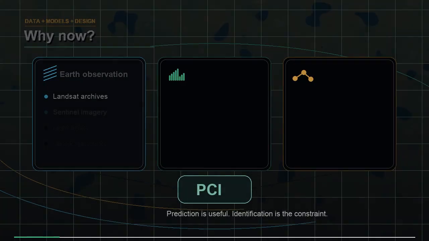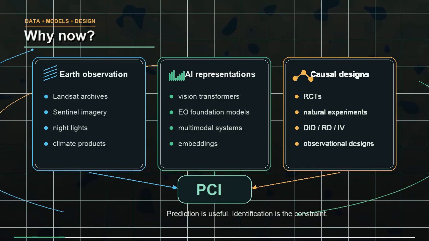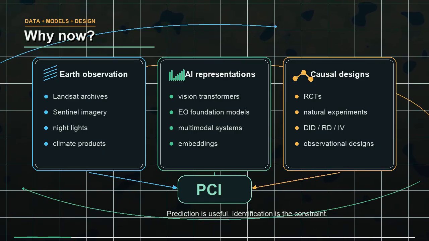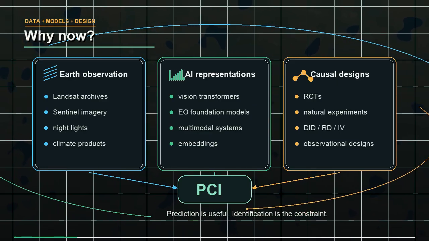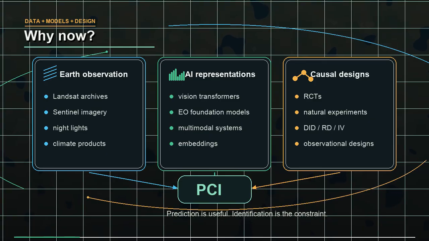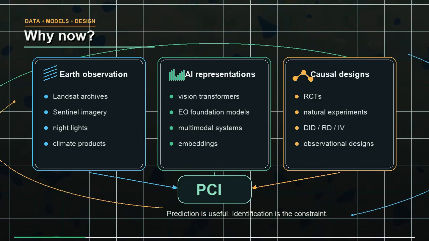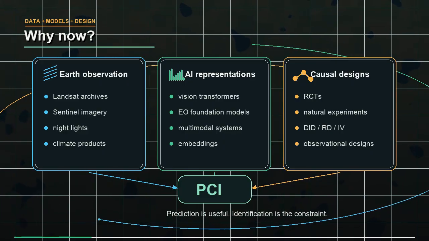The reason this agenda is possible now is convergence. The data axis has expanded. Landsat archives, Sentinel imagery, near-daily commercial imagery, night lights, climate products, and other planetary scale records. The modeling axis has expanded too. Vision transformers, Earth observation foundation models, and multimodal systems can compress rich images into useful representations.